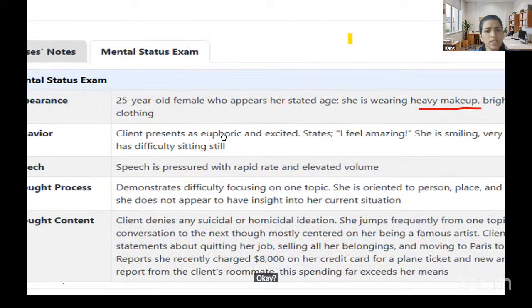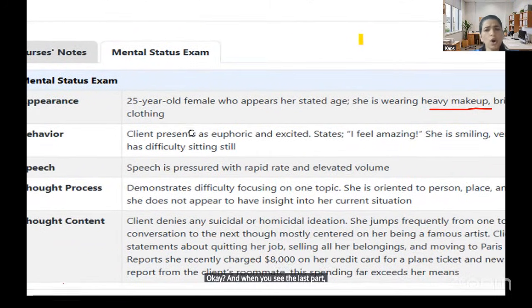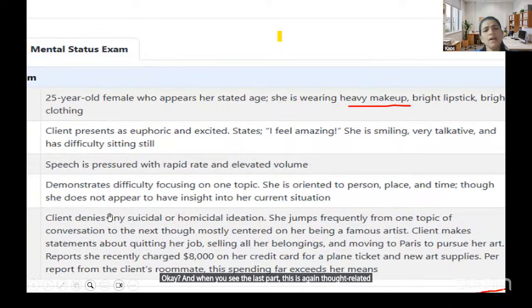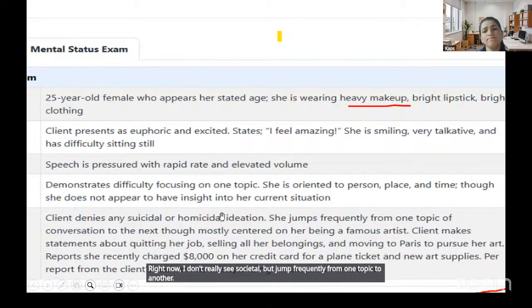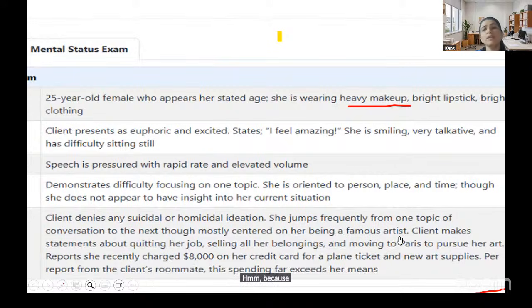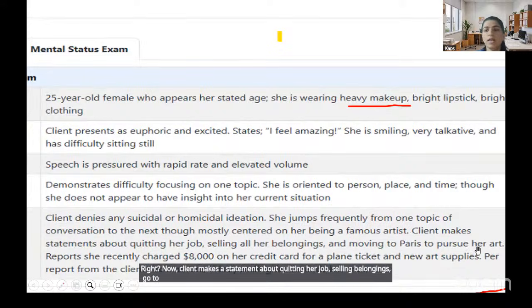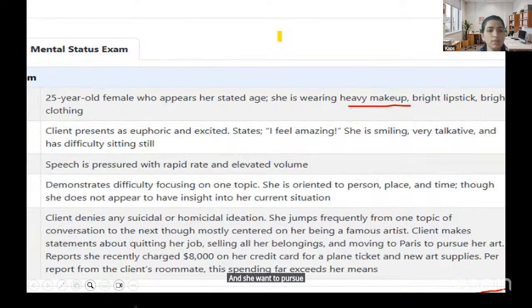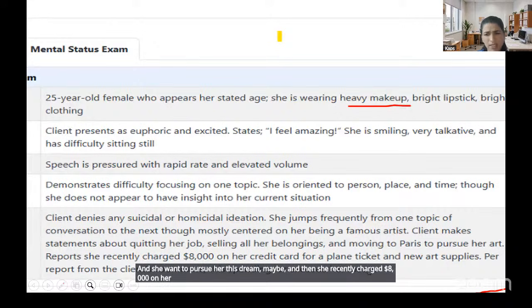And when you see the last part, this is again thought related. Right now, I don't really see societal, but jump frequently from one topic to another, because you're mostly focusing on being an artist, right? Now, the client makes a statement about quitting her job, selling belongings, going to Paris, and she wants to pursue her dream maybe.